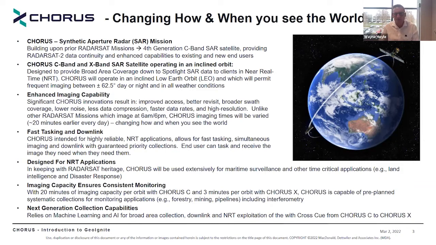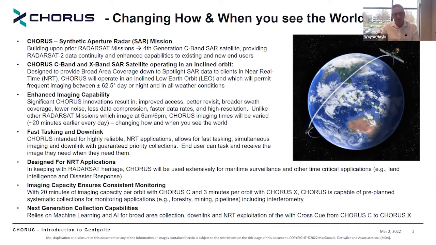The C-band satellite will have about 20 minutes worth of imaging capacity, and the trailing X-band satellite will have 3 minutes. So a combined 23, which is significant. It's adequate to do a number of missions, including some systematic collection things such as agriculture or forestry or mining type applications, as well as the more dynamic things that need that data in real time, near real time.